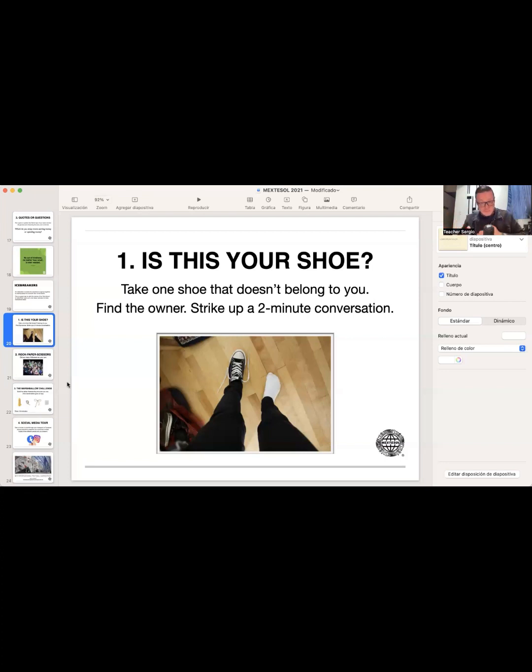And when you finish with this, you're going to tell the other half of the classroom to find the owner of the shoes that you have remaining on the floor. You tell them, okay, now the other half, go take a shoe, find the owner, and talk for 2 minutes. And I promise your students will have a lot of fun.